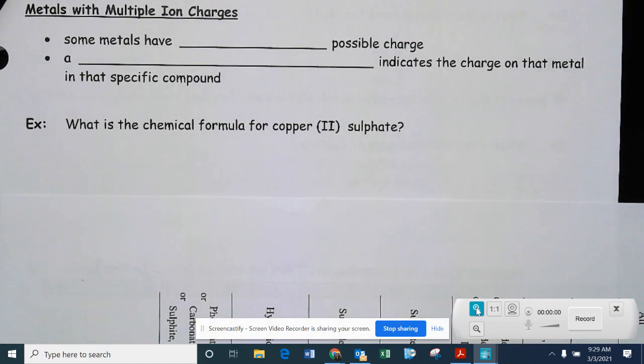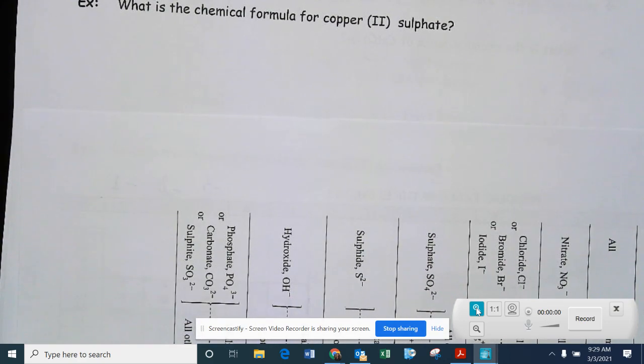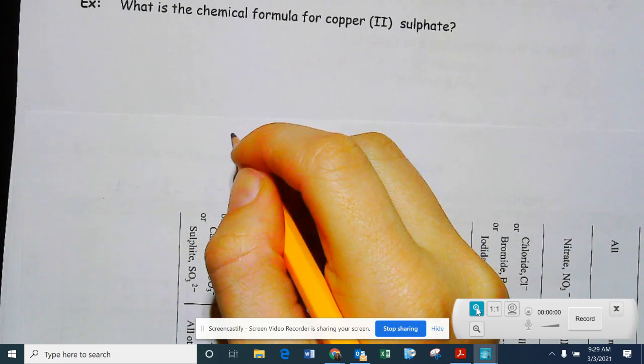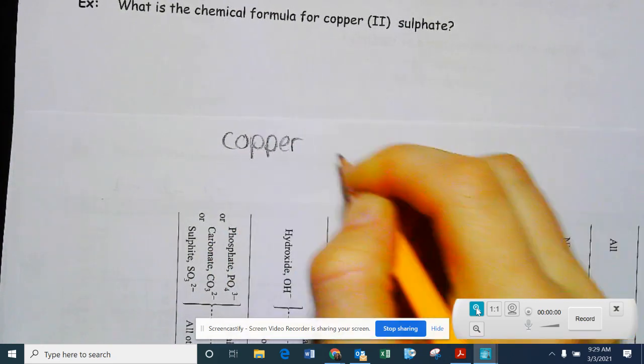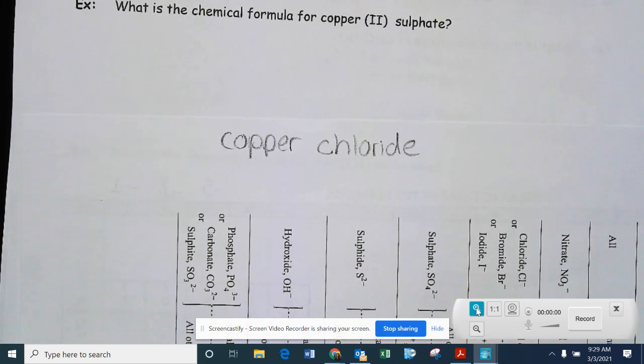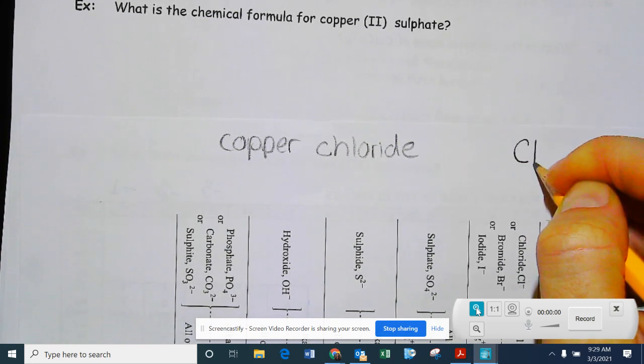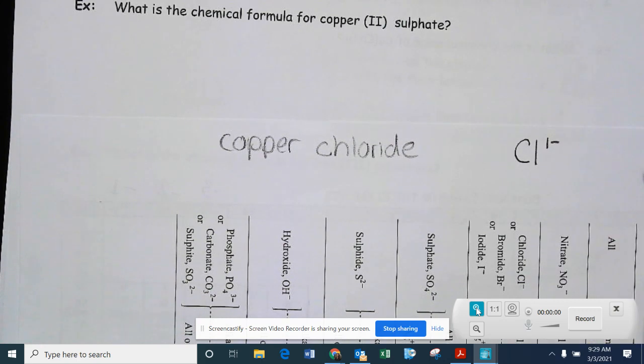Okay, so say I give you, I've got copper chloride. Let's look at our periodic table for copper chloride. What's the charge on chlorine? Like if we're trying to write a formula, what's the charge on chlorine? 1 minus. Good. Okay, what about copper?